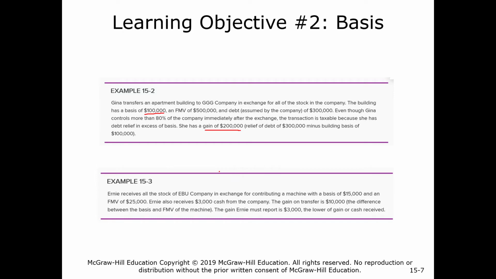In this other example, Ernie contributes a property with a basis of 15,000 and a fair market value of 25,000, and he receives cash. So this is the boot. He receives something in exchange, which is going to trigger the gain. And so the gain will be calculated as the lower of the difference between the basis and the fair market value of the property, or the cash that was received. So in this case, the cash is the lowest, and that's the gain that they'll have to recognize.